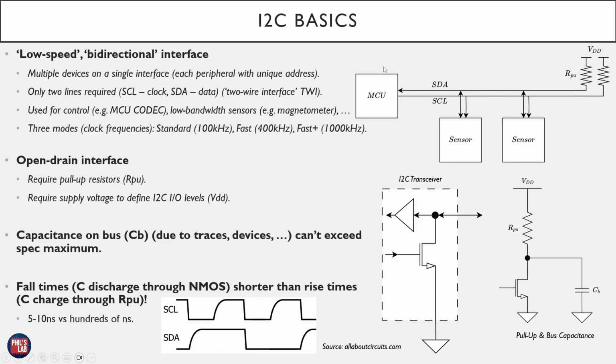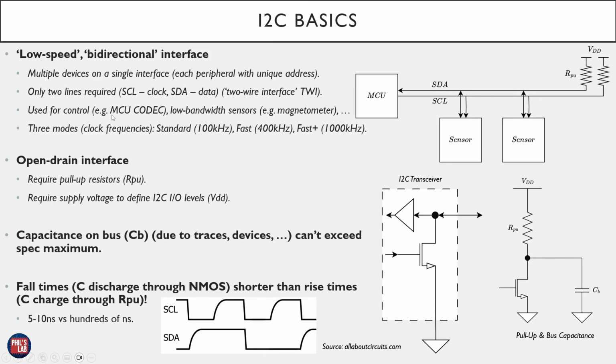This might be, for example, if you look on the right-hand side, a microcontroller with a single I2C interface that hooks up to various peripherals. In this case, this might be sensors, it could be codecs, EEPROMs, and so on. For this interface, we only need two lines. One is called SCL, which is our clock or serial clock, and one is SDA, which is our serial data. Oftentimes, you'll also see I2C referred to as two-wire interface or TWI. So this is really nice. Just with two wires, a clock and a data, we can hook up various peripherals together in a fairly low speed, low bandwidth interface. Again, I2C is predominantly used for control.